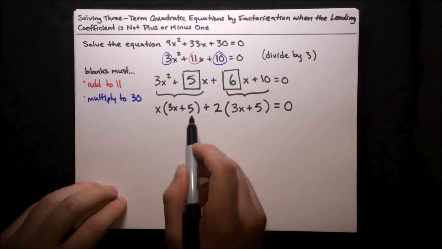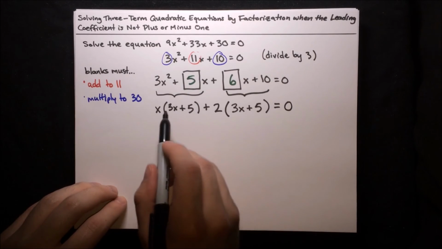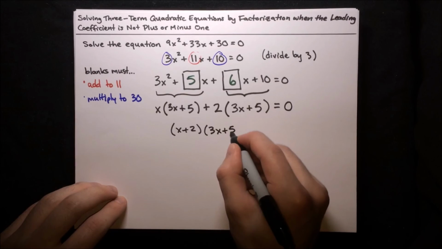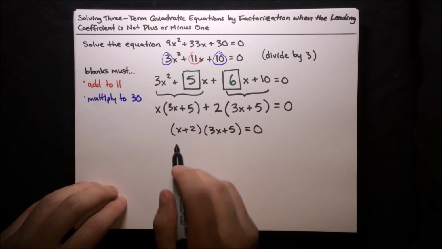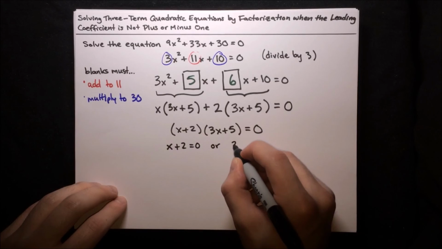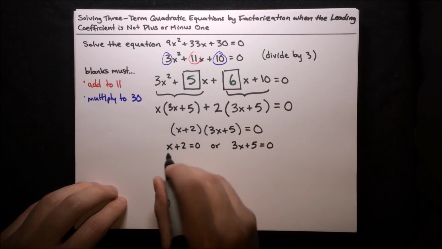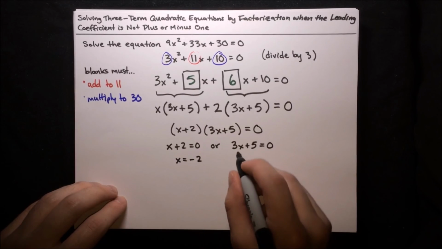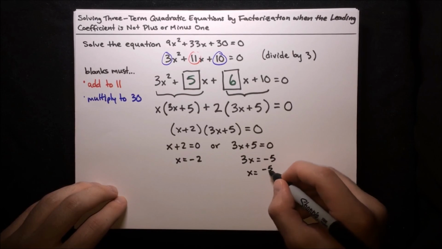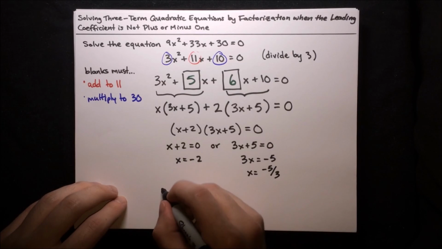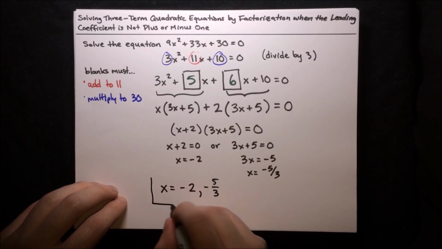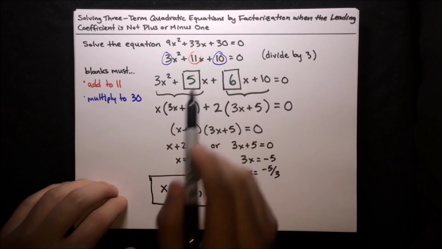We've got a common factor in both of these terms, 3x plus 5, so we'll factor out that 3x plus 5 and just get the product x plus 2 times 3x plus 5 equals 0, and now we can just go ahead and apply that zero product property. So x plus 2 equals 0, or 3x plus 5 equals 0. If x plus 2 equals 0, then x equals negative 2, and if 3x plus 5 equals 0, then 3x equals negative 5, which means x equals negative 5 thirds. So putting this together, we've got two solutions, x equals negative 2 or negative 5 thirds. And there we go. These are the two solutions to that quadratic equation.